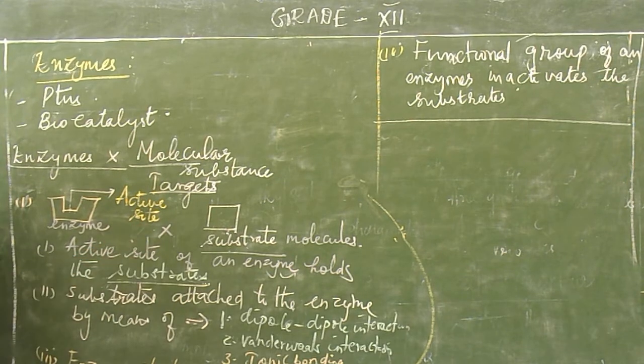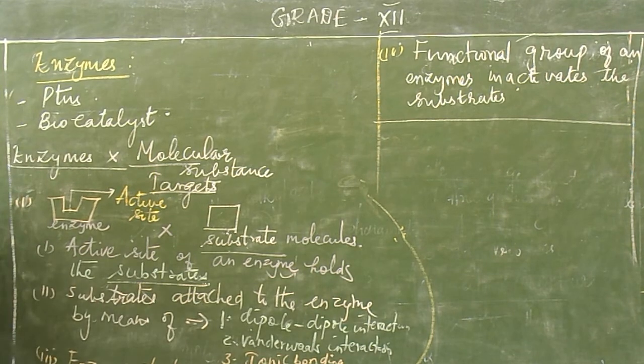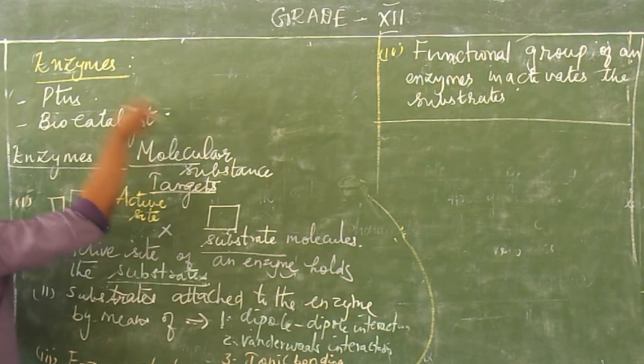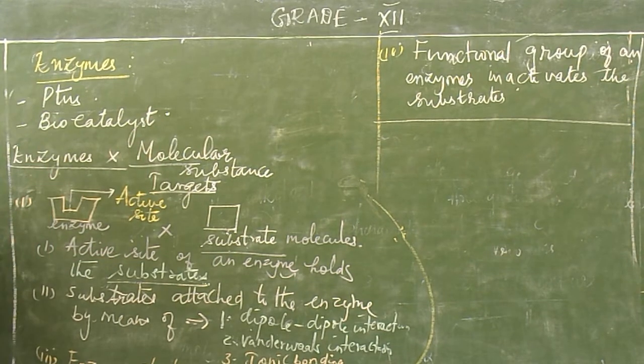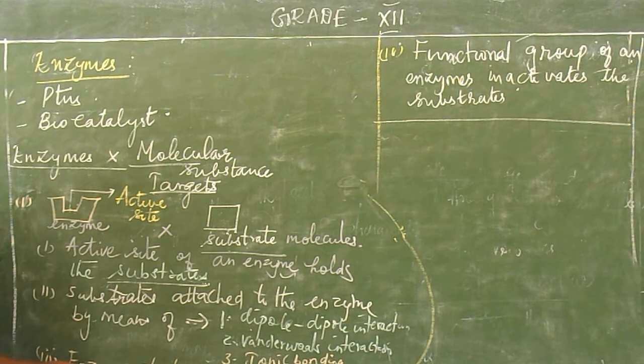It interacts by means of what? Dipole-dipole interaction, van der Waals interaction, ionic bonding, or hydrogen bonding. With the help of any one of these, the substrate molecules will be very firmly attached to the enzymes. As and when the substrates get attached, the enzyme will start to produce the functional group. This functional group of an enzyme will inactivate the substrate molecules. This is the concept, a naturally occurring phenomenon in our body.